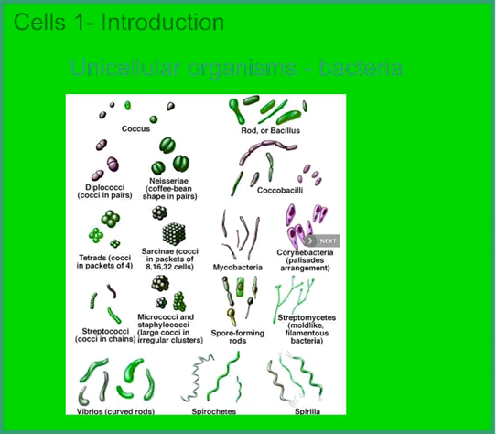Now, there are many different types of unicellular organisms. Here we see bacteria. They're the simplest living things on Earth, and they come in different shapes. Cocci are round. Bacilli are rod-shaped. Coccobacilli are rods that are in chains. We see streptococci, which are the round ones that are in chains. We see spirilla. So they're identified by their shape.